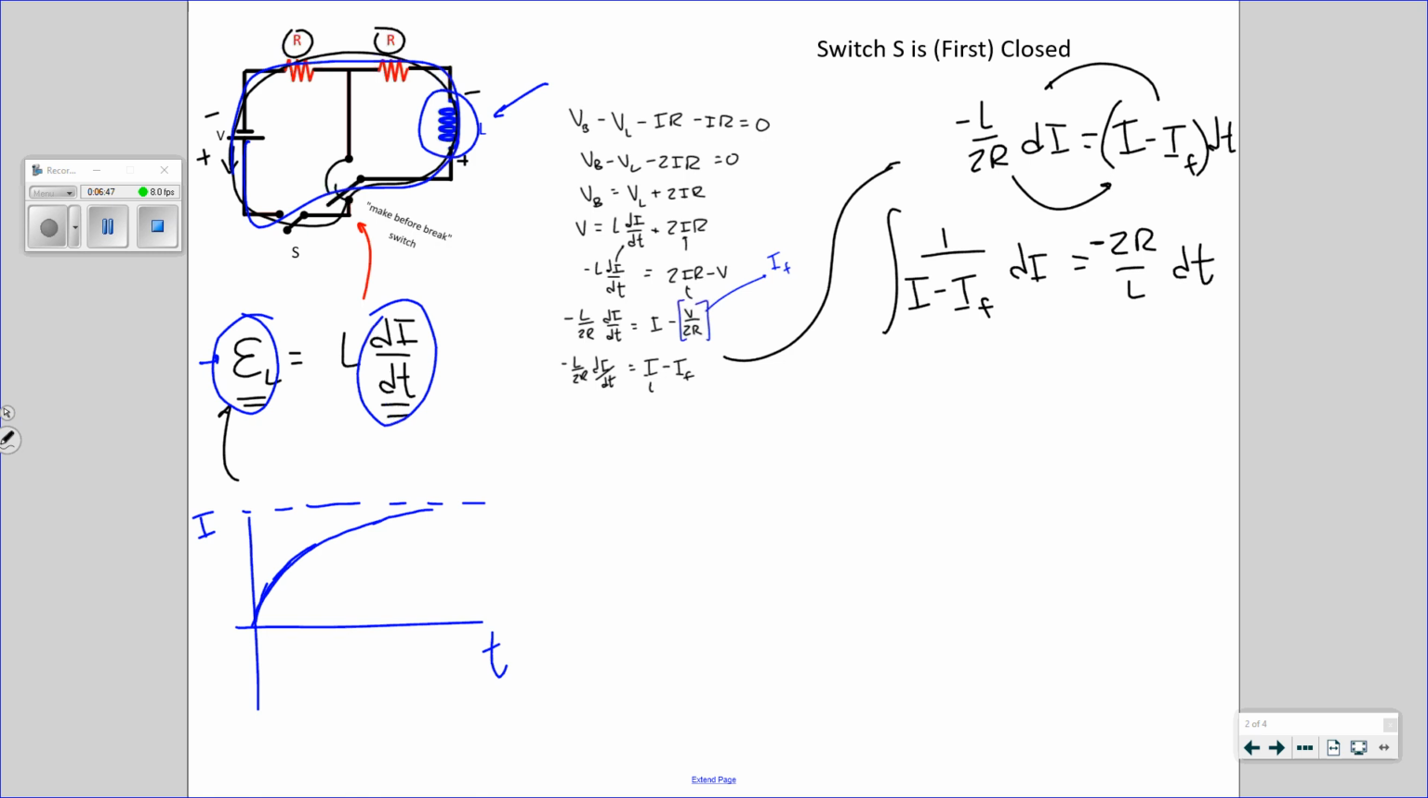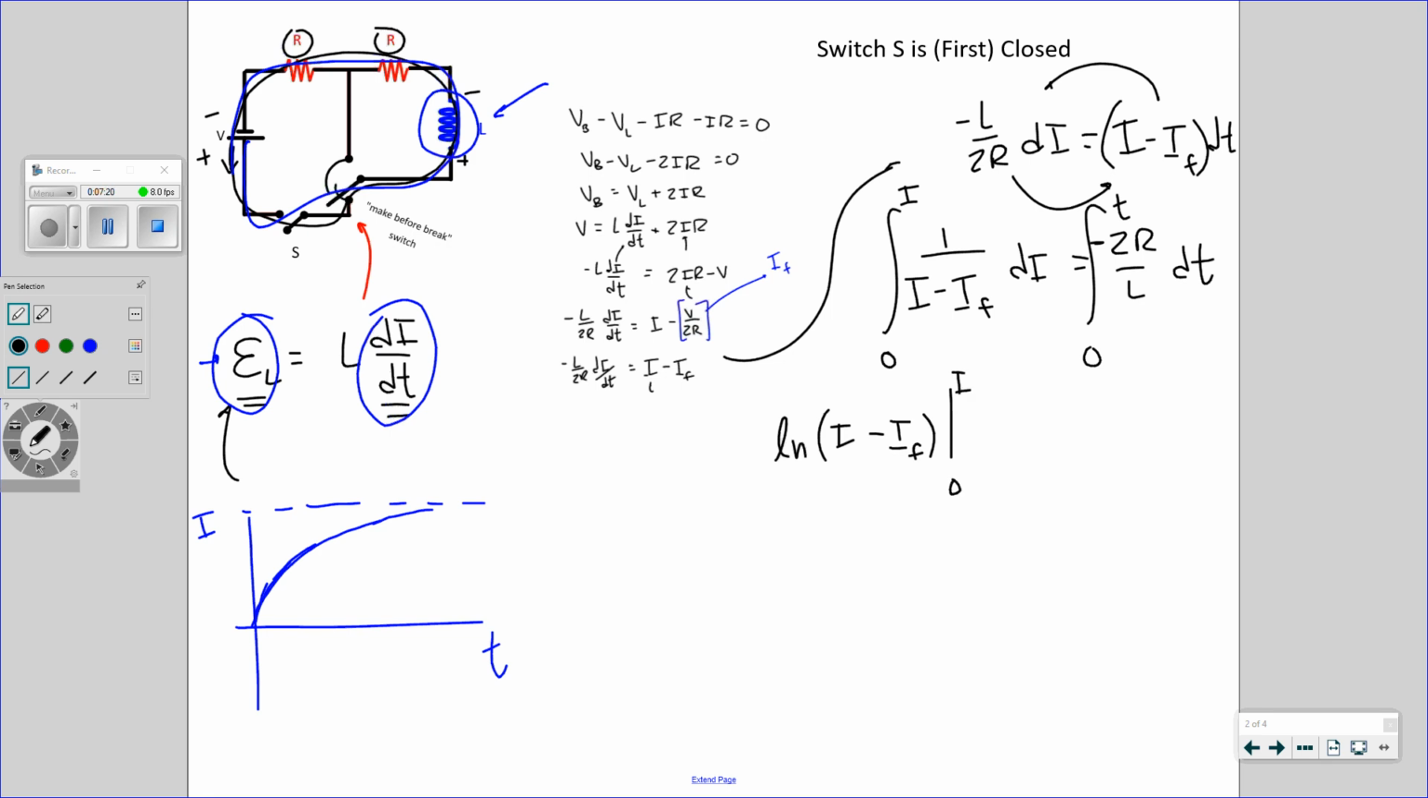Okay, now we integrate both sides. Current goes from nothing to some current at some time t. And that started at time 0, and we look at our current at that time t. So this integral evaluates to the natural log of I minus I final evaluated from 0 to I, and this is simply 2R over L times t. Now, evaluated from 0 to t yields the expression we have written, negative 2R over L times t.